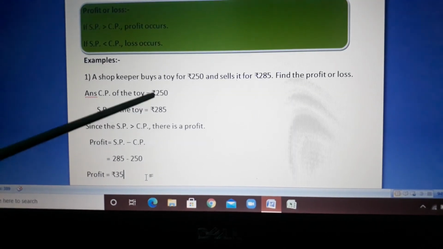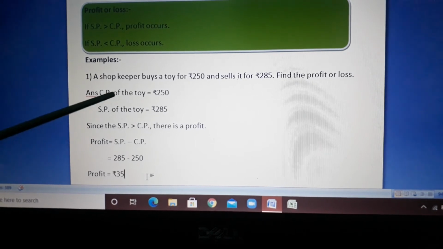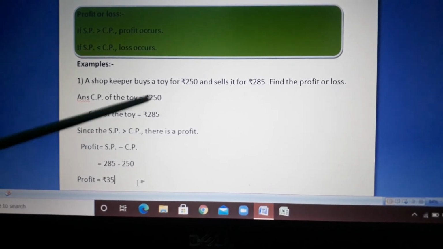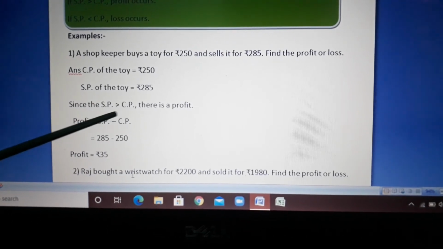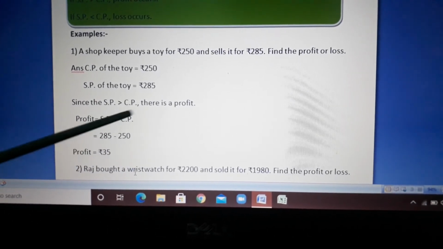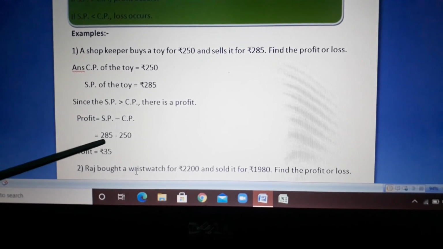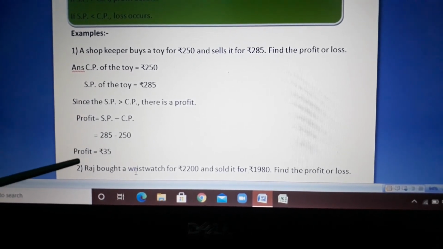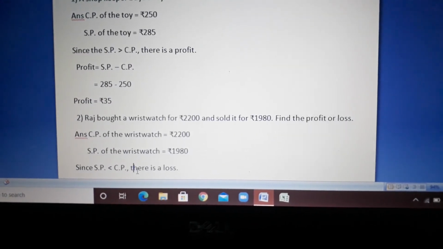Now what is the cost price? 250 and selling price is 285. So when the cost price is less than selling price, we have a profit. Now since the selling price is greater than cost price, there is a profit. Profit is equal to selling price minus cost price, that is 285 minus 250. So profit is equal to rupees 35.